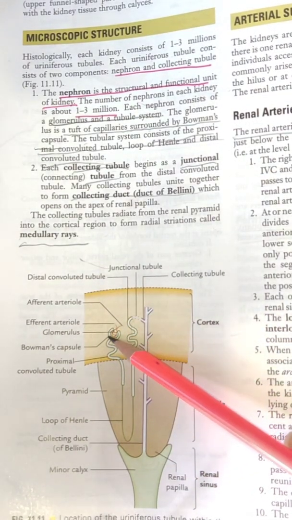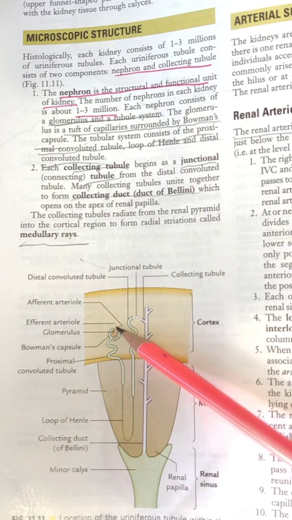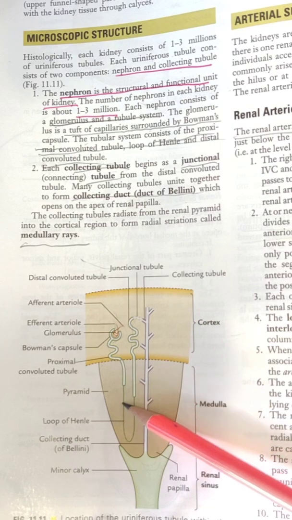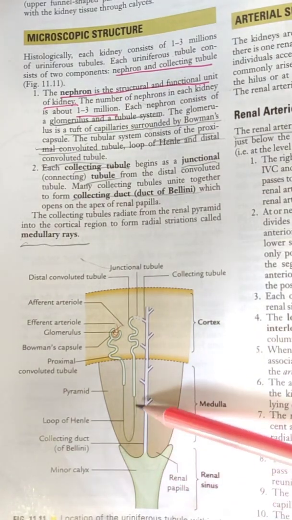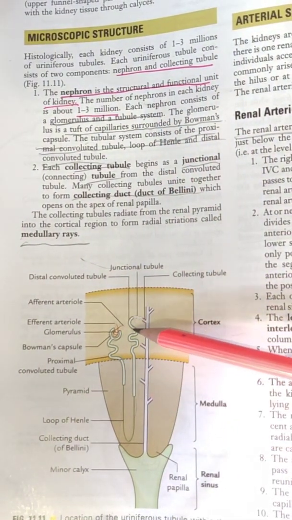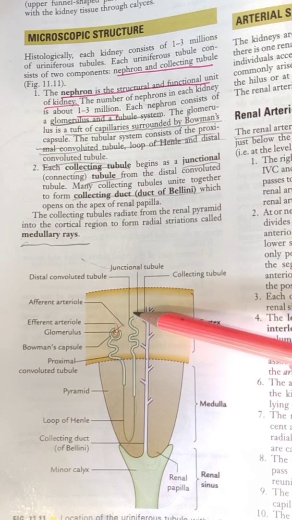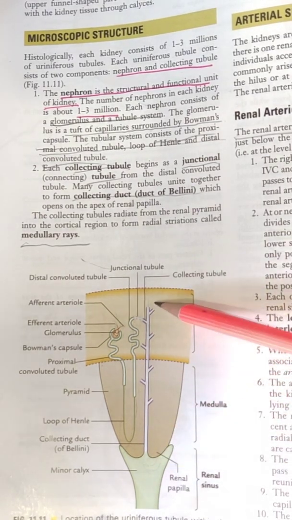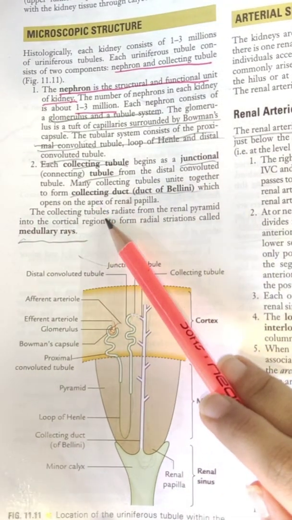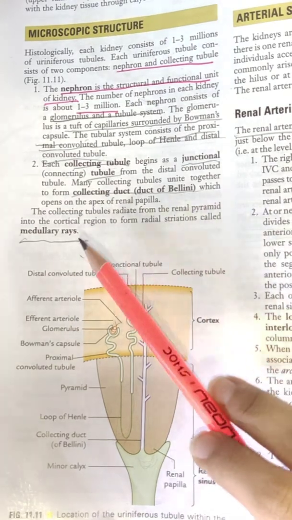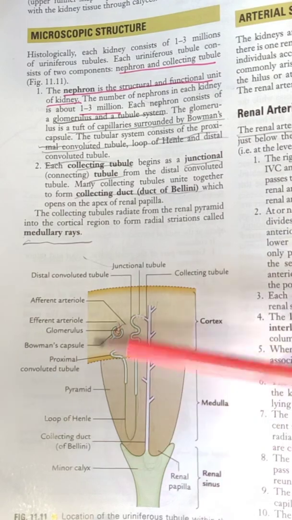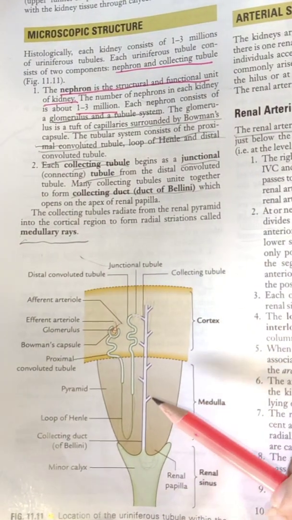So the glomerulus is surrounded by Bowman's capsule. In this glomerulus, there is a thick afferent arteriole and a thin efferent arteriole. There is the PCT, which continues as the loop of Henle. The loop of Henle has mainly 2 limbs, the ascending limb and descending limb. Then it continues as DCT. After DCT, there is the junctional tubule where the collecting duct or collecting tubule begins. The collecting tubule ends at the apex of the renal papilla. The collecting tubule radiates from the renal pyramids into the cortical region to form radial striations called medullary rays. So there are radial striations, which are also called medullary rays.